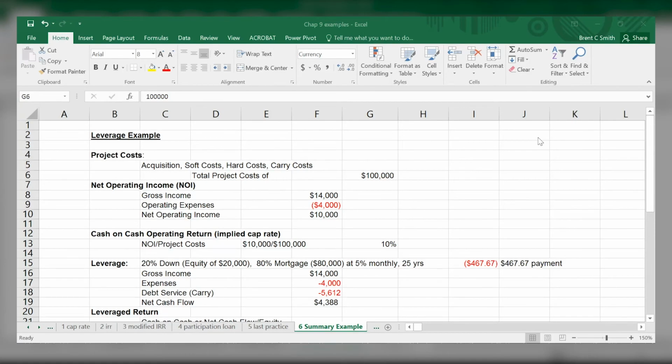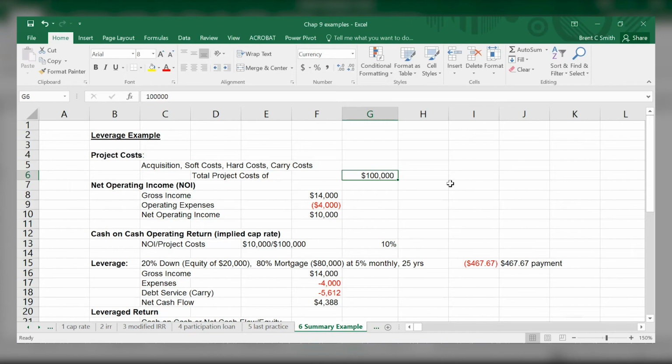Okay, let's take one last look at a summarizing example. The spreadsheet brings a lot of the things that we've talked about so far together into one project. I have kept the numbers relatively small so we can focus on what's going on and not worry about calculating large figures. So in this example, the project cost, the acquisition, is $100,000.